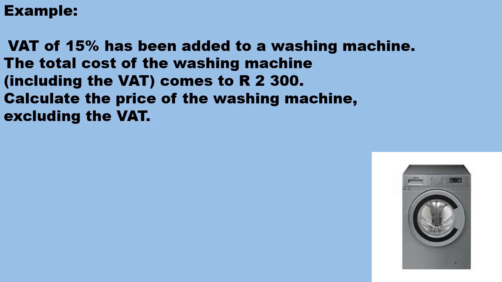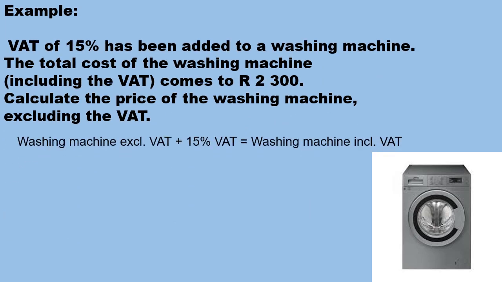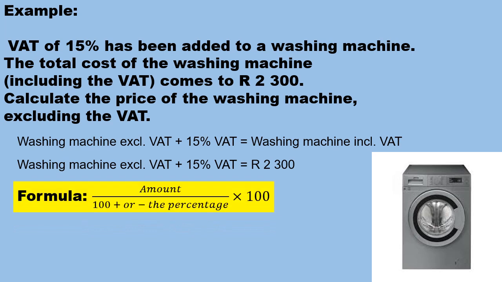So here it is again, and we have a formula. Okay, there I've just written it up again. It gives you 2,300 Rand. So we are looking at the formula. It's a standard formula which you need to remember. It's the amount, the only amount that you've got, divided by 100 plus or minus the percentage.